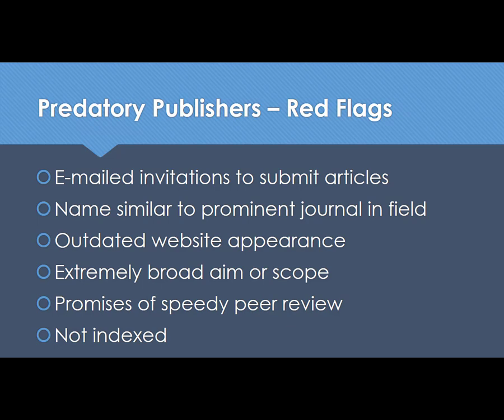Signs of a predatory publication include emailed invitations to submit articles, a name that is similar to another prominent journal in the field, a website that has an outdated or unprofessional appearance, an extremely broad publication scope, for example, not limited to a single discipline, and promises of an unusually speedy peer review process. Finally, predatory journals will not be included in your library's bibliographic databases and indexes.